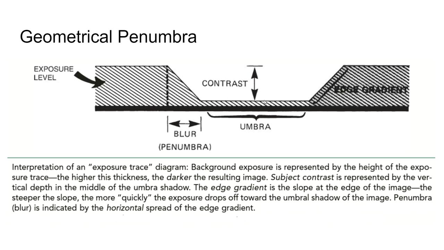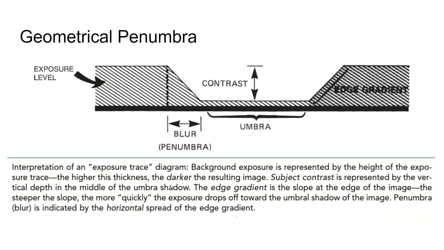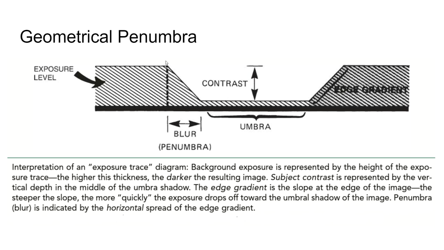But the part that affects us the most, right, is the slope of the, what they call the edge gradient slope, but that's on the right side. We're looking at the left side. The steeper the slope, the more quickly the exposure drops off. What we want to focus on, so excuse me for the confusion, is the slope of this line right here. All right.